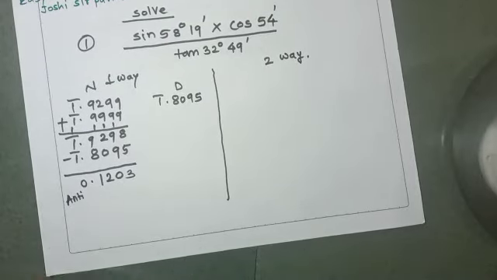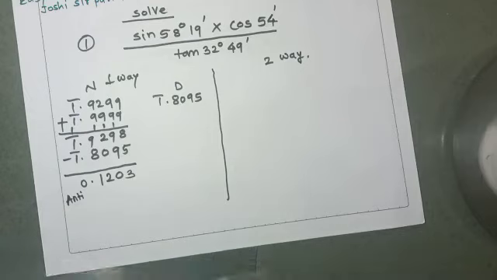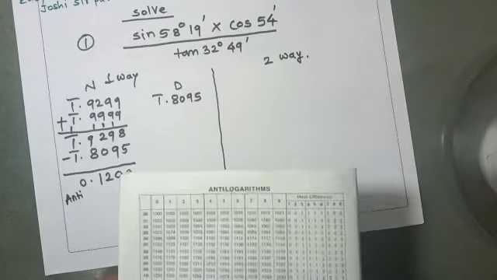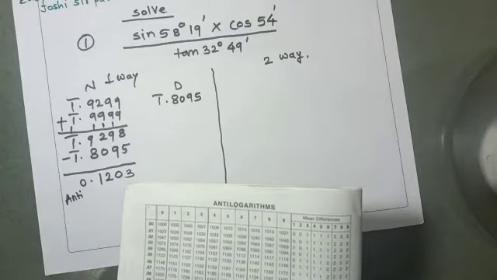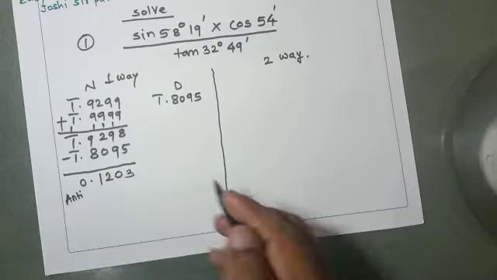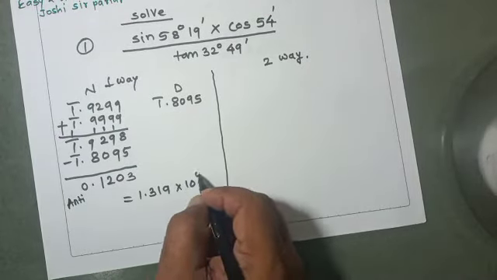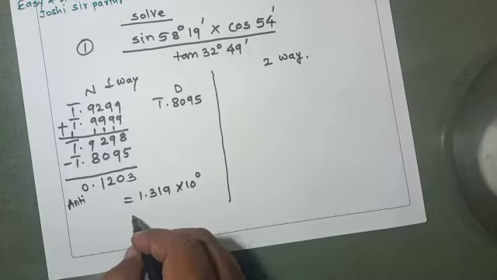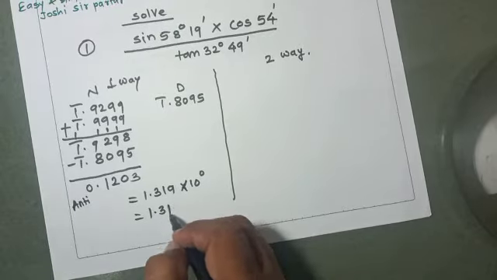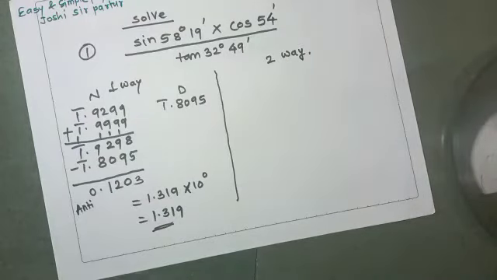Take its antilog, as we know from the previous lecture. For finding the antilog, first we look at point 12. Point 12 is 1318, and the mean difference 3 gives 1. That is, the answer will be 1.319 into 10 to the power 0, because the power is 0. Any number with power 0 is 1. So your answer for that example will be 1.319.